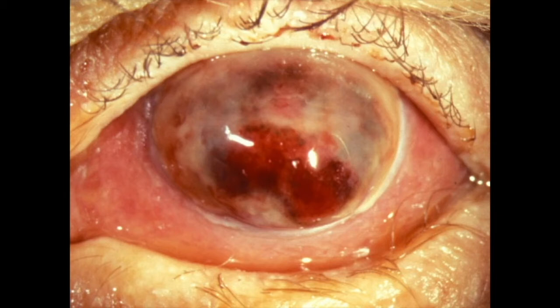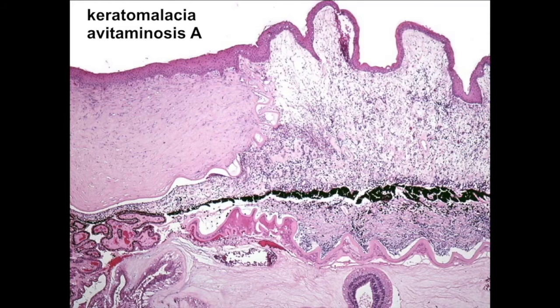It's actually been covered by corneal epithelium, as we see here. The perforation, which is sharply margined, is filled with iris stroma. The retina is detached, and most of the lens has also been ruptured and lost.